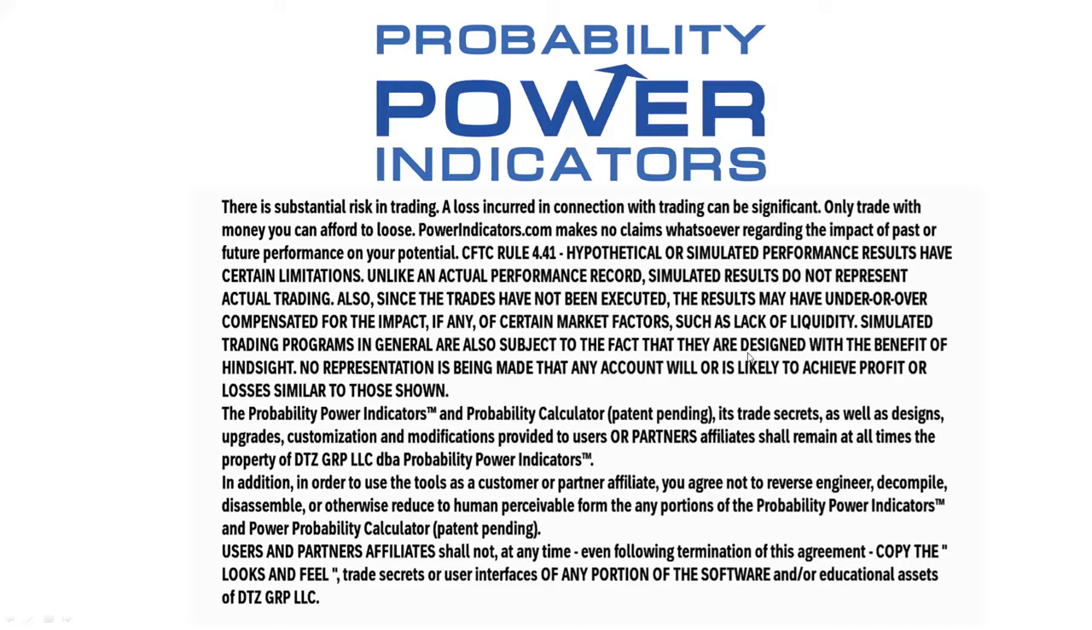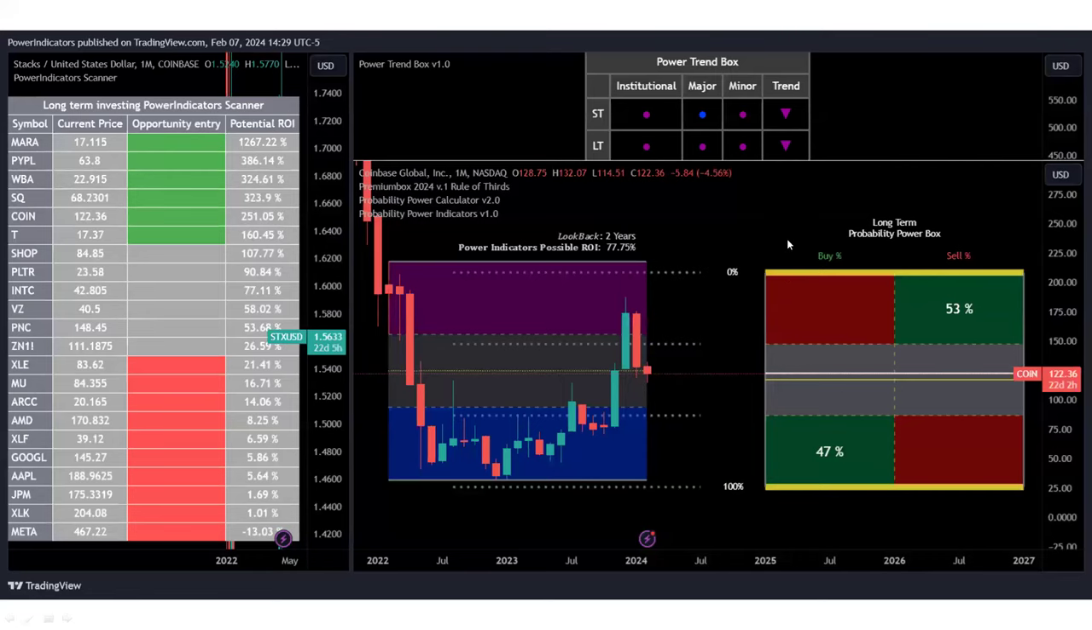Okay. Now, you're looking at three of the main components of long-term investing here on the indicator. Okay. So right now you're looking at the probability rule of third premium, which has no limit in back period and has also this feature right there, which gives you the return on investment from where you are.